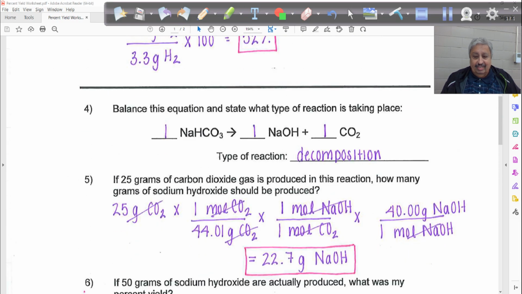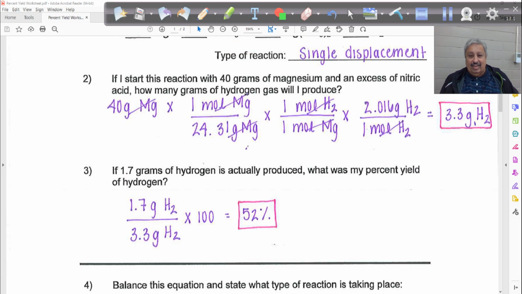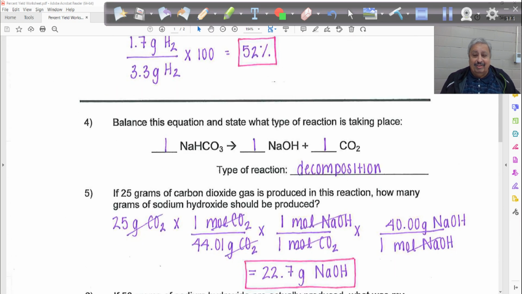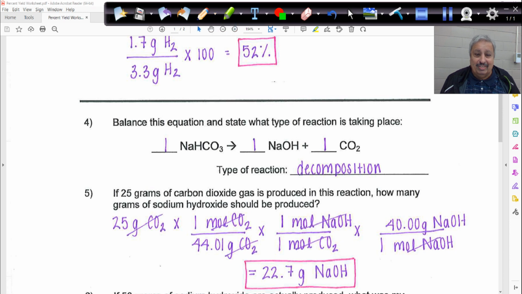This one is straightforward, but what type of reaction? We said the first one is single replacement. How about the second one? Oh, the answer is there, so I can't really hide those. So, what do we call this compound here? See if you can. What's the name of this compound? And where to find it and what are we using it for?